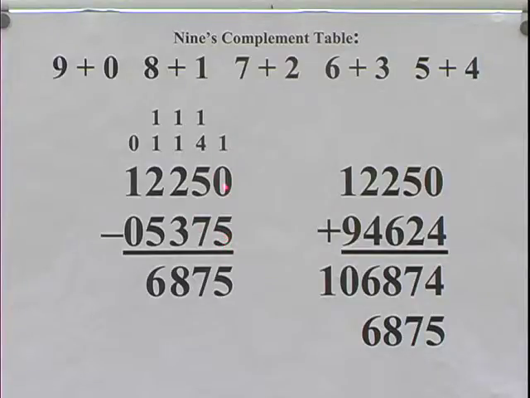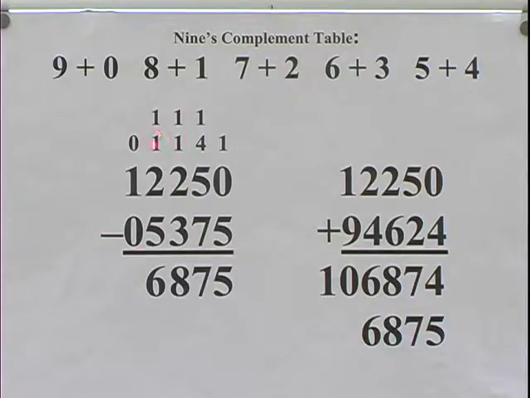Five is greater than 0, so I have to borrow 1 from this 5. That becomes a 4. This becomes a 10. 7 is greater than 4, so I have to borrow 1 from this. That becomes a 1. This becomes 14. 3 is greater than 1, so I have to borrow 1 from this 2. That becomes a 1, and this becomes an 11.